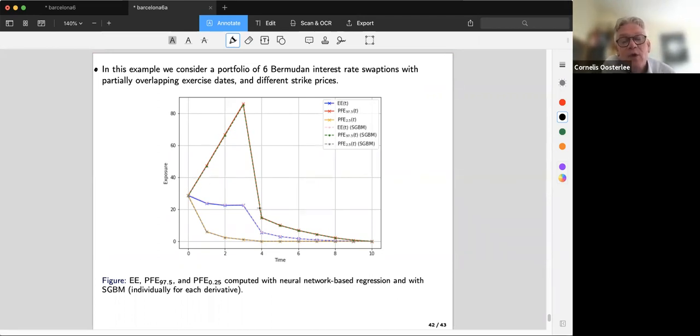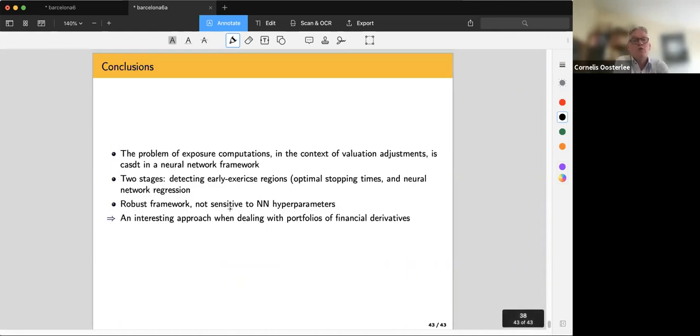They overlap more or less, but SGBM does this individually for each derivative. And we do it for the whole set. And we see that the PFE goes up first drastically and then goes down. But this is for 6 different swaptions. So that's pretty nice. And the blue one is the expected exposure. So this concludes my talk, ladies and gentlemen.